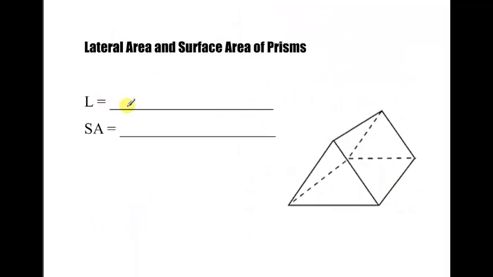So to summarize it in your formula box, the lateral area, you would take the perimeter around the base and times that by the height. Let's show where that is. The perimeter around the base is all the sides added together. And then the height would be the distance out to the other base.